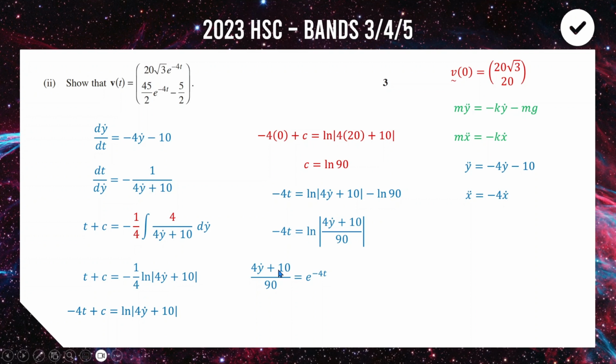Now we're just going to rearrange to make y dot the subject. So we're going to multiply the 90 across, and then we'll subtract the 10 across. And then if we just divide everything by 4, we get 90 divided by 4 is 45 on 2, and 10 divided by 4 is 5 on 2, and that red equation there is half the target prescribed in the question. So we're halfway there.